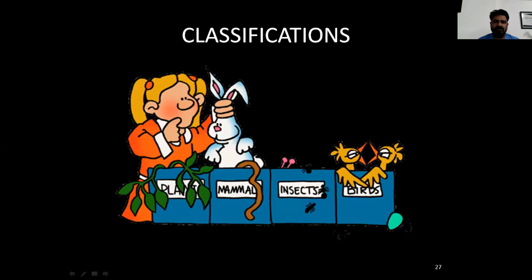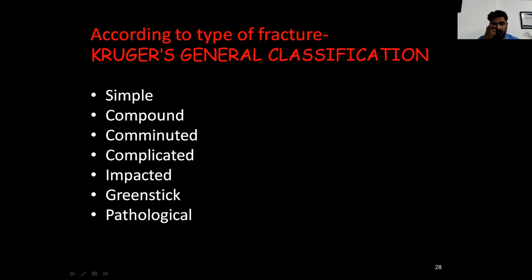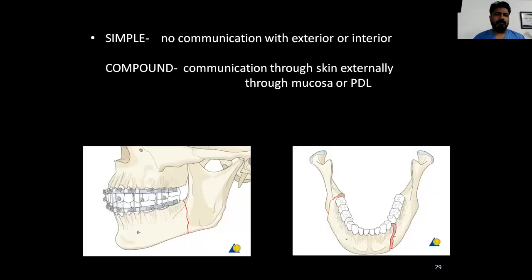So the classifications are according to the type of fracture. The general classification: simple, compound, comminuted, complicated, impacted, greenstick, and pathological fracture. This is the general classification of fractures that applies to any fracture in the body. Simple has no communication with the exterior. Compound has communication externally through the skin, through the mucosa, or through the PDL.